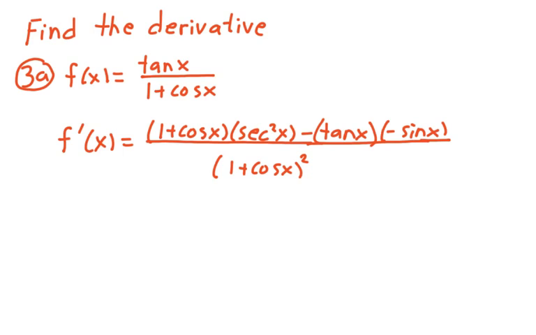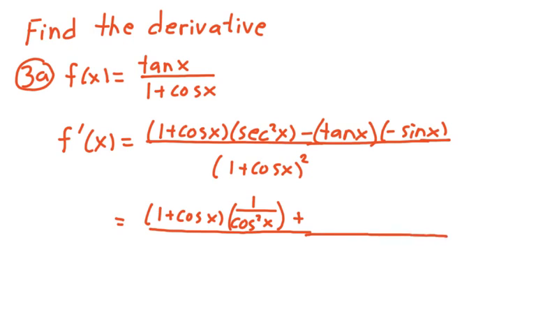Okay. Now, this is equal to, I'm going to get 1 plus cosine x times 1 over cosine squared x. A negative times a negative is a positive, so I'm going to go plus sine x over cosine x times sine of x. And I'm going to divide by 1 plus cosine x raised to the second.